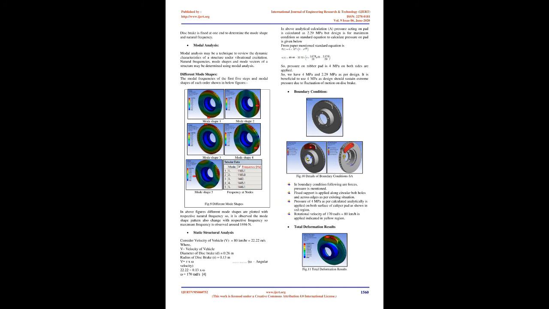Fixed support is applied along the circular bolt holes and across edges as per the existing situation. Pressure of 4 MPa, as calculated analytically, is applied on both surfaces of the caliper pad, as shown in the red region. Rotational velocity of 170 rad/s, equal to 80 km per hour, is applied, indicated in the yellow region.